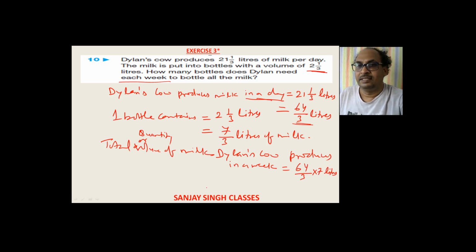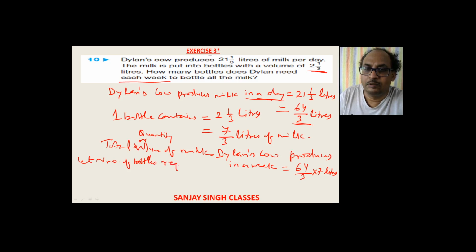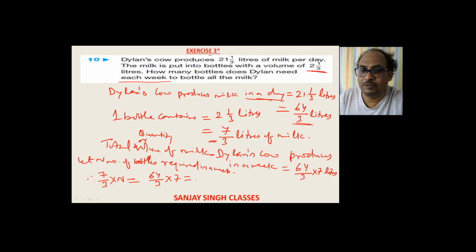Okay, right. Now how many bottles are needed? So let n be the number of bottles required in a week. Therefore, each bottle contains 7 by 3 liters. So 7 by 3 into n will become equal to 64 by 3 into 7. Okay? Right. If you want, you can multiply, no problem. So 7 4s are 28, then 7 6s are 42, 42 plus 2, 44, 448 by 3 liters.